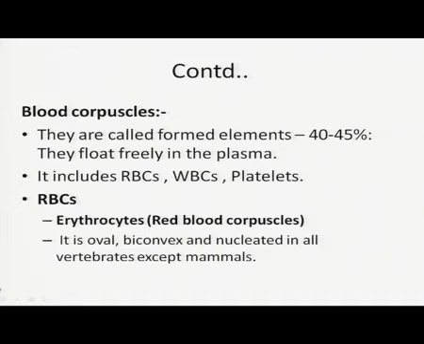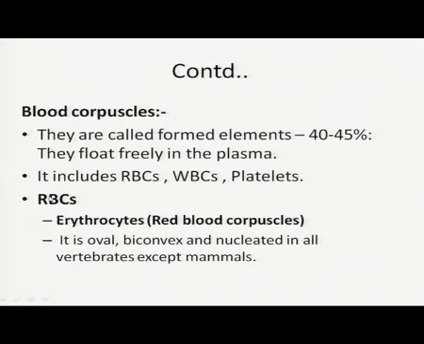Now, regarding the second component of blood, the blood corpuscles. They are called formed elements. 40 to 45% of the blood contains the blood corpuscles or formed elements. These formed elements, blood corpuscles, blood cells, float freely in the plasma, the fluid medium, and they include RBCs, WBCs and platelets.